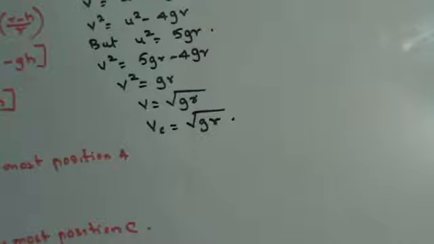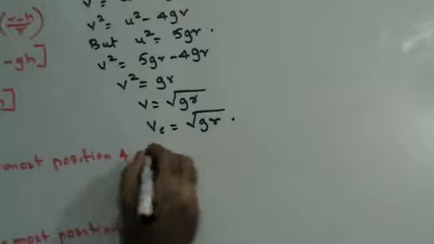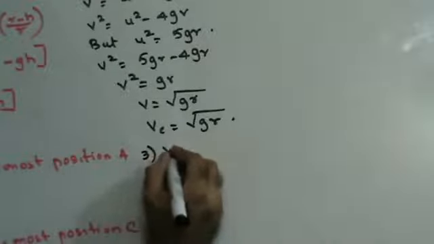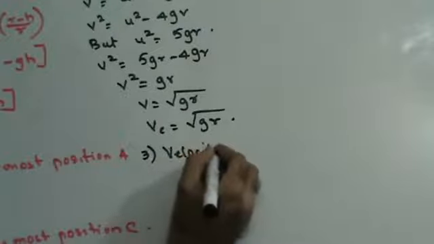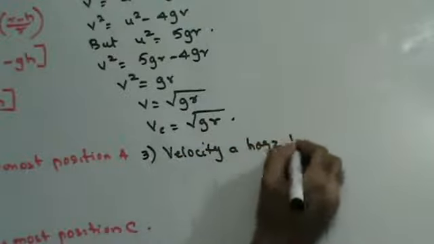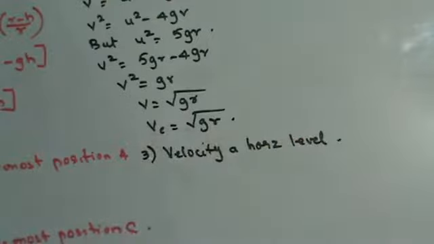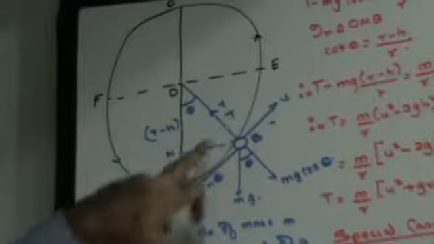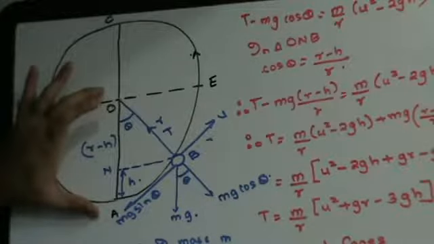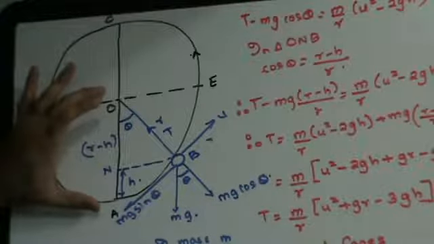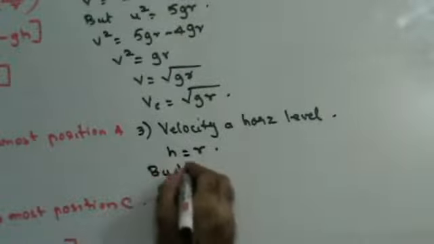Right? Now, let us find out the velocity at horizontal level. When the body has reached horizontal level, guys, can we see the figure? The body starts from A and reaches E. If the body starts from A and reaches E, what is the distance that the body has covered? It has covered a vertical distance of R. So at horizontal level, H will be equal to R. Again, I could use the kinematical equation.